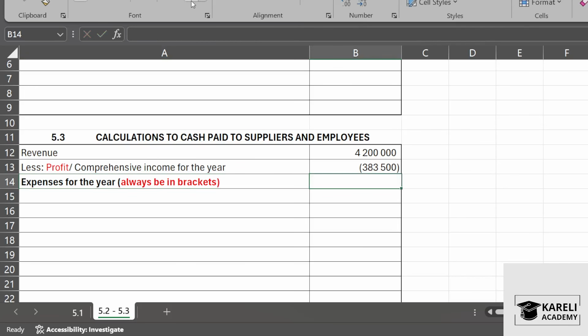Now, how much is the difference? 4,200,000 minus 383,500 gives us 3,816,500. In bracket, 3,816,500. Do we see that?